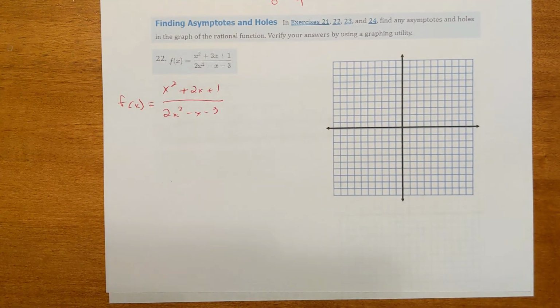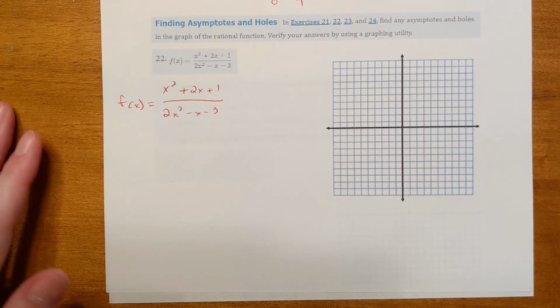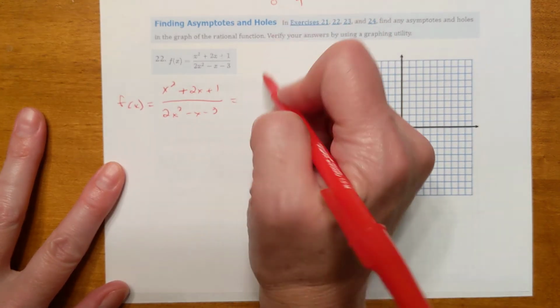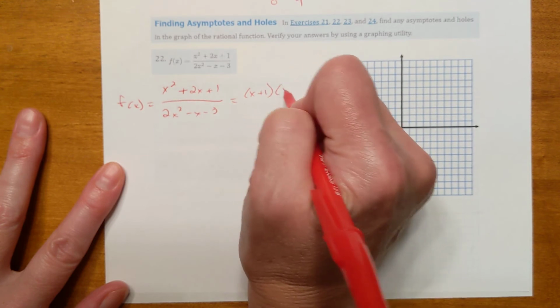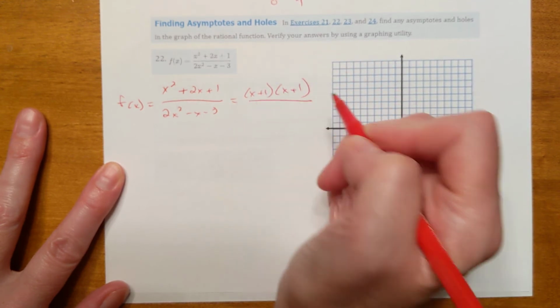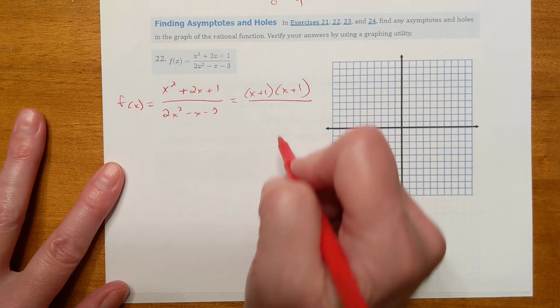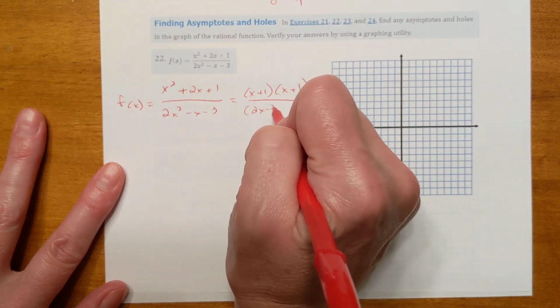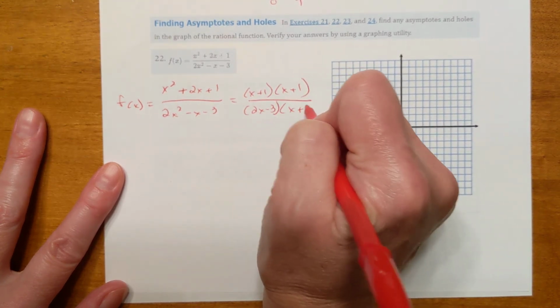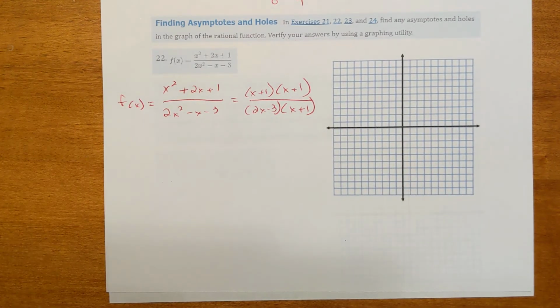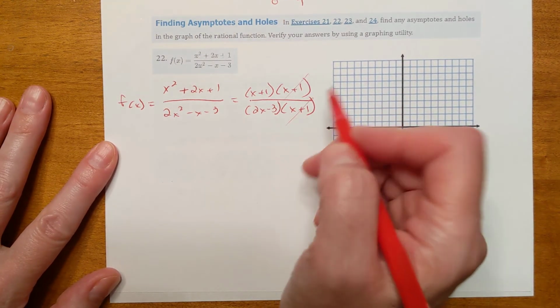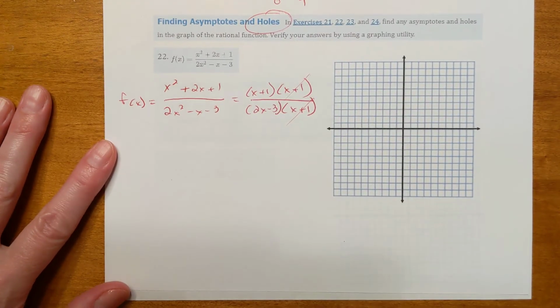Now hopefully you remember the first step here. The first step is to go ahead and factor it on the top and the bottom. So the top factors into x plus 1 times x plus 1, and then the denominator factors into 2x minus 3 times x plus 1. So this is kind of fun. I don't know if you see it, but on the top and the bottom, they both have an x plus 1. So you can cancel it out, and that makes a hole.